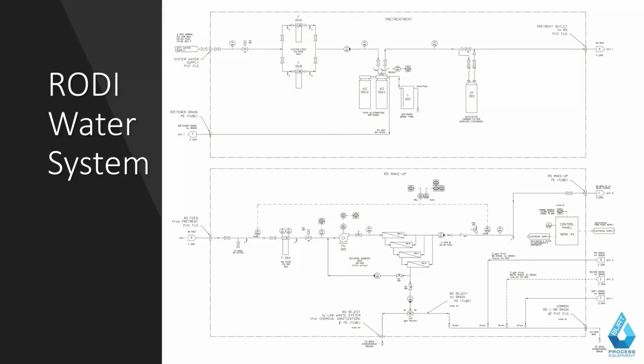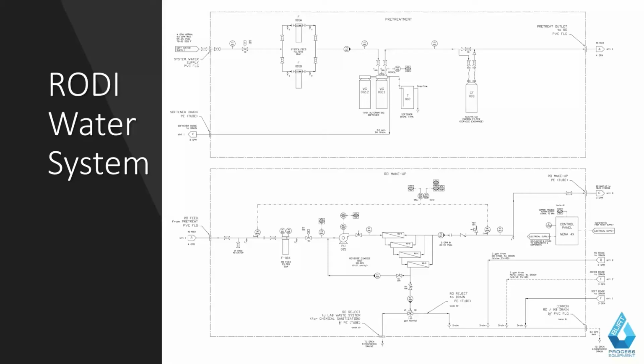So putting this all together, we talked about water generation, the flow rates in our system, the loop designs, the loop law. What does the system actually look like in the end? This is what the RODI system for this building looks like here.